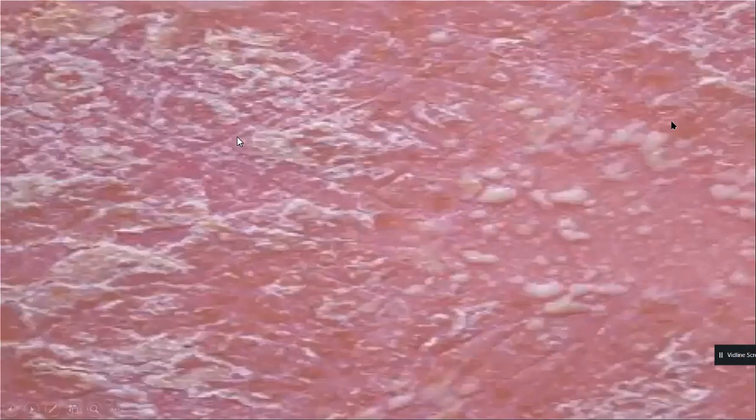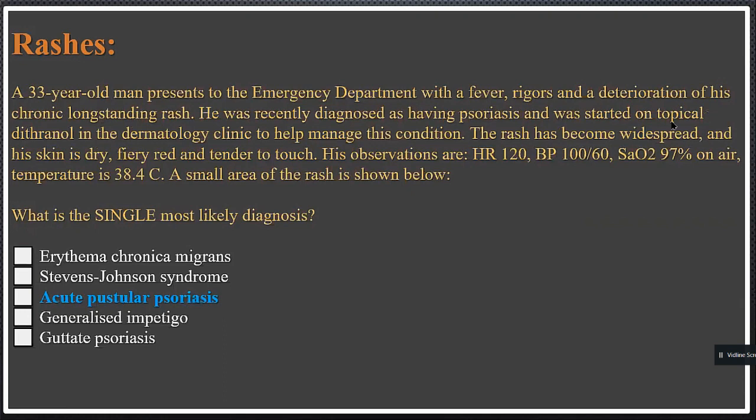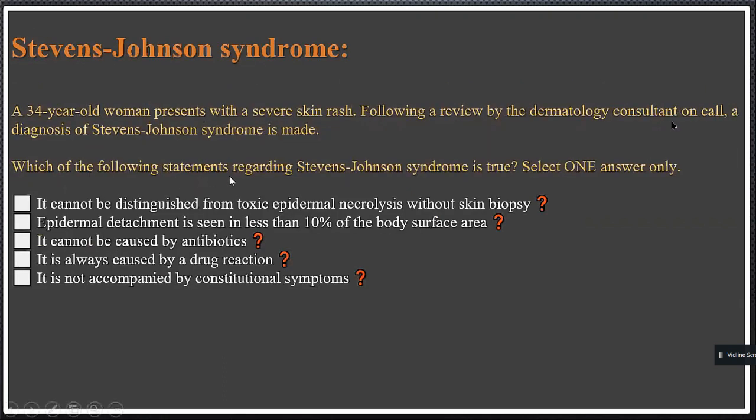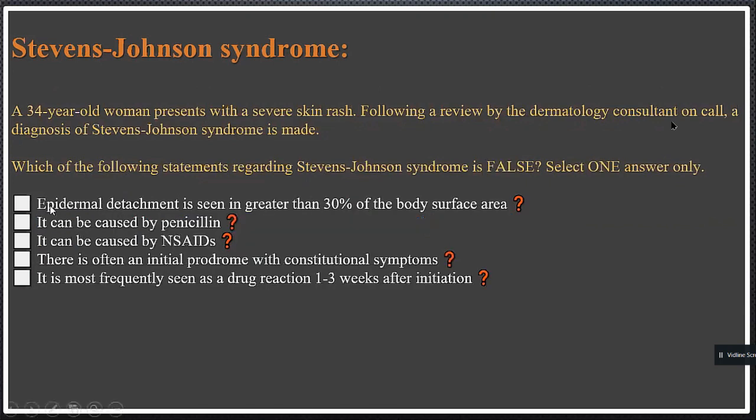So what is the diagnosis here? Acute pustular psoriasis. Okay, excellent. Which of the following statements regarding Steven Johnson syndrome is true? Option B, second one. 10%. Okay. The other one is false, option A. Greater than 30. Not repeated, but they change it to true and false.